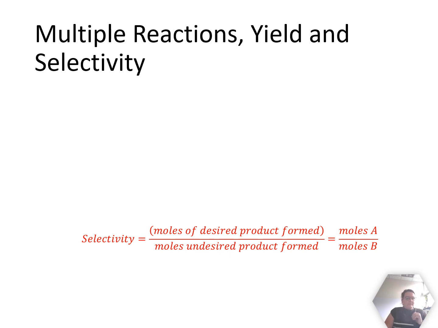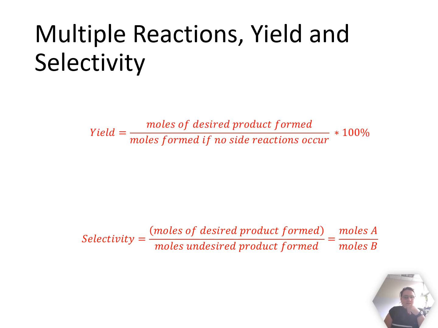So let's talk about yield and selectivity in a little bit more detail. I apologize, one of my transitions didn't work here, but let's talk about yield first. Yield is the moles of desired product formed divided by the moles formed if no side reactions occur. We multiply that fraction by 100%, so yield is represented as a percentage. Selectivity is slightly different. Selectivity says the moles of desired product formed divided by the moles of undesired product formed. So selectivity is a ratio of the moles of A to the moles of B, where A and B are both different species.